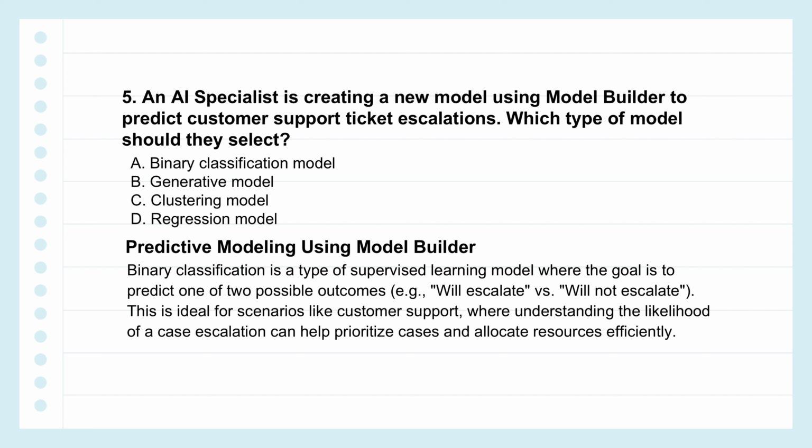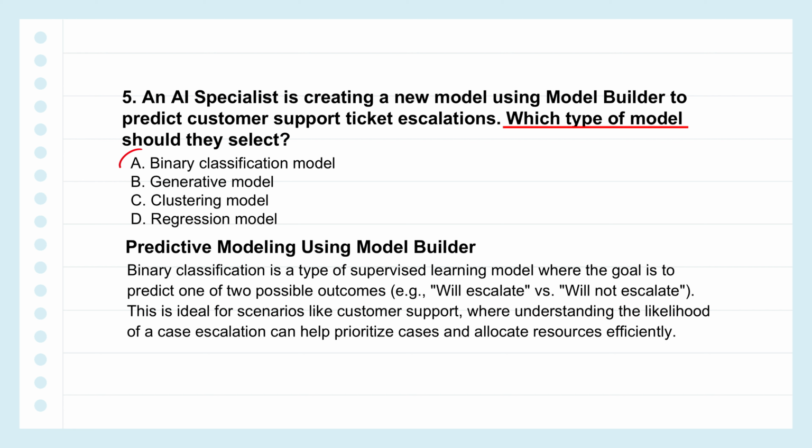Okay, moving on. Building predictive models. An AI specialist wants to predict if a support ticket is likely to escalate. What kind of model in Model Builder is right for that? For that kind of yes, no question, escalate or not escalate, you'd use a binary classification model. Binary classification. Why that? Because that's exactly what they're designed for, predicting one of two possible outcomes.